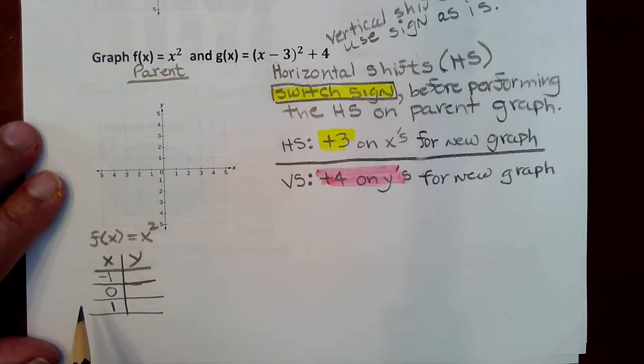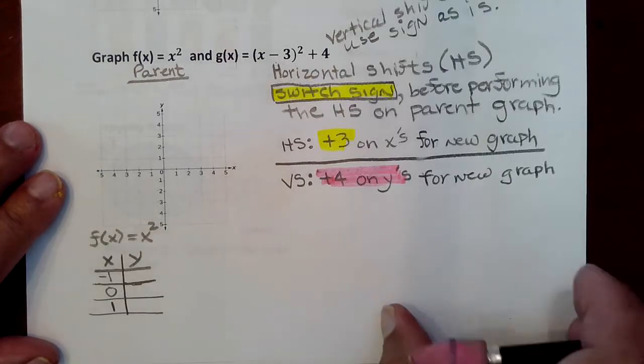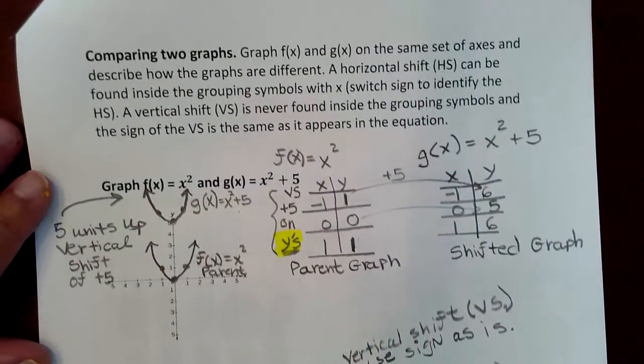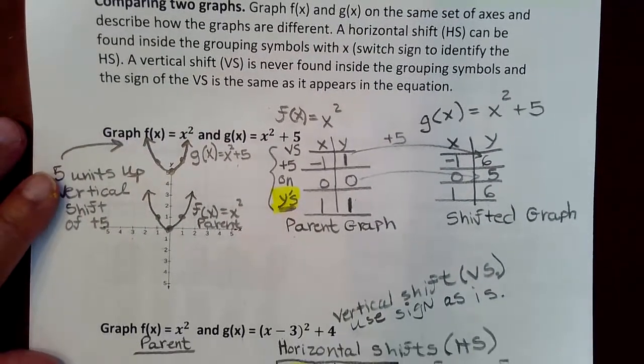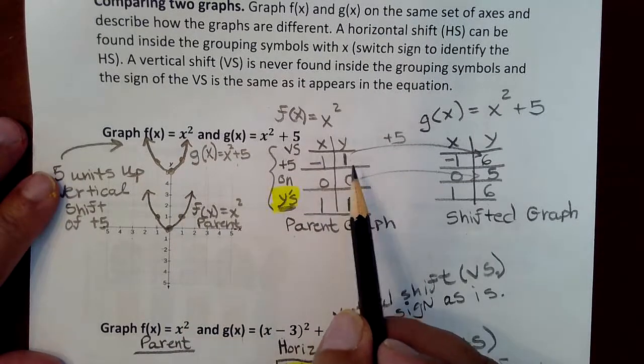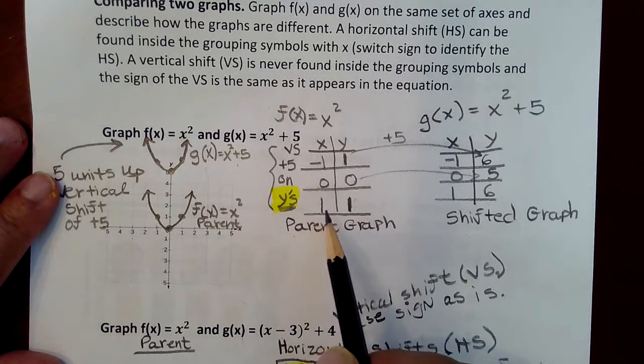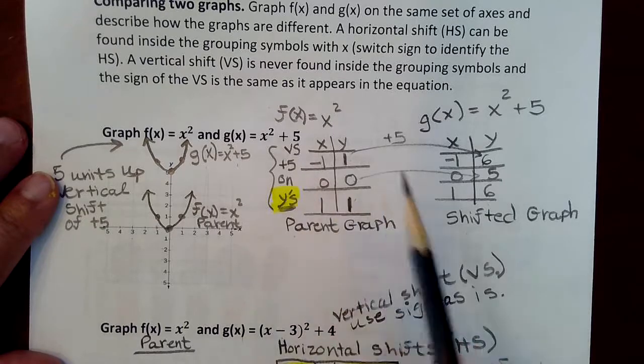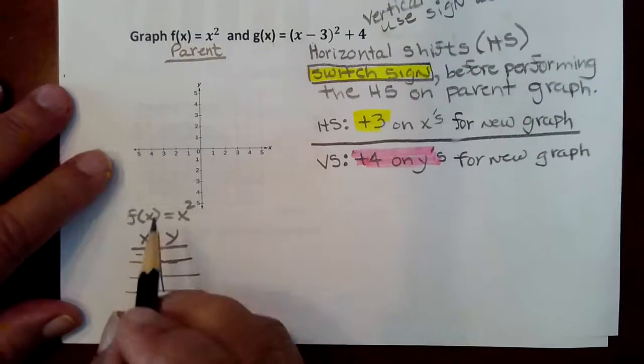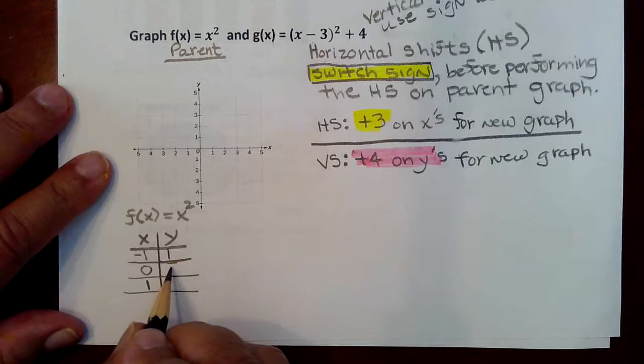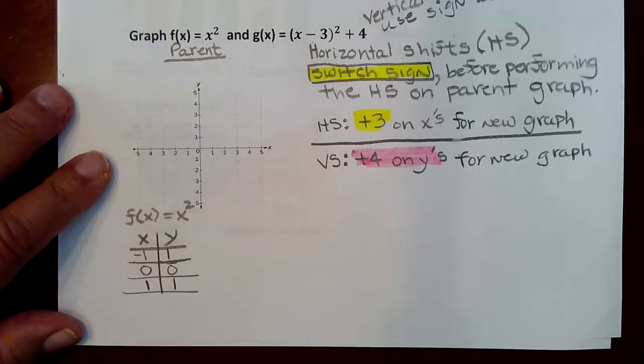And again, when you plug these in, we can use the values that we already generated from up in this previous graph because we had the same parent graph. For -1, we got a 1. For 0, we got a 0. And for +1, we also got a 1, just like when we plugged in -1. So we got a 1, a 0, and a 1 again.